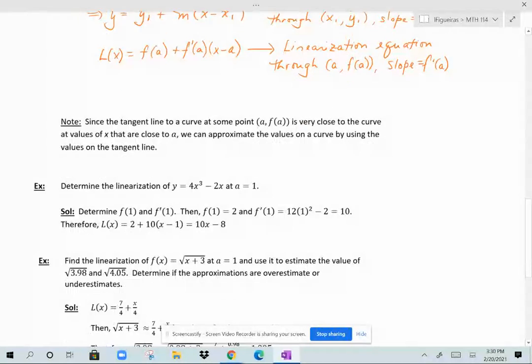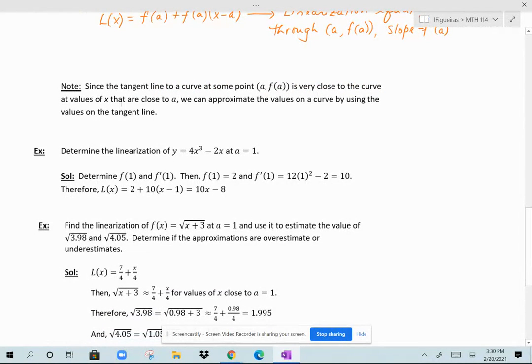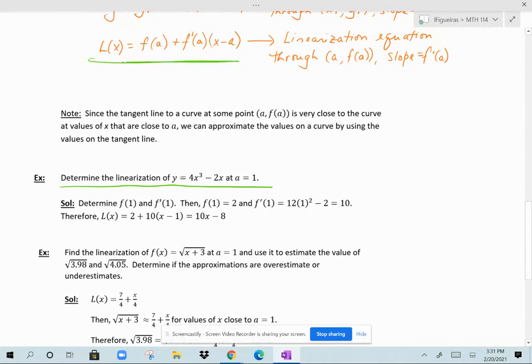So first let's practice using the formula. We want to determine the linearization equation of y equal to 4x cubed minus 2x at a equal to 1. All right, so remember my formula is the one right here. I need f of 1, I need f prime of 1. And f of 1 means you just plug in 1 right in here. So that tells me that it's 2.